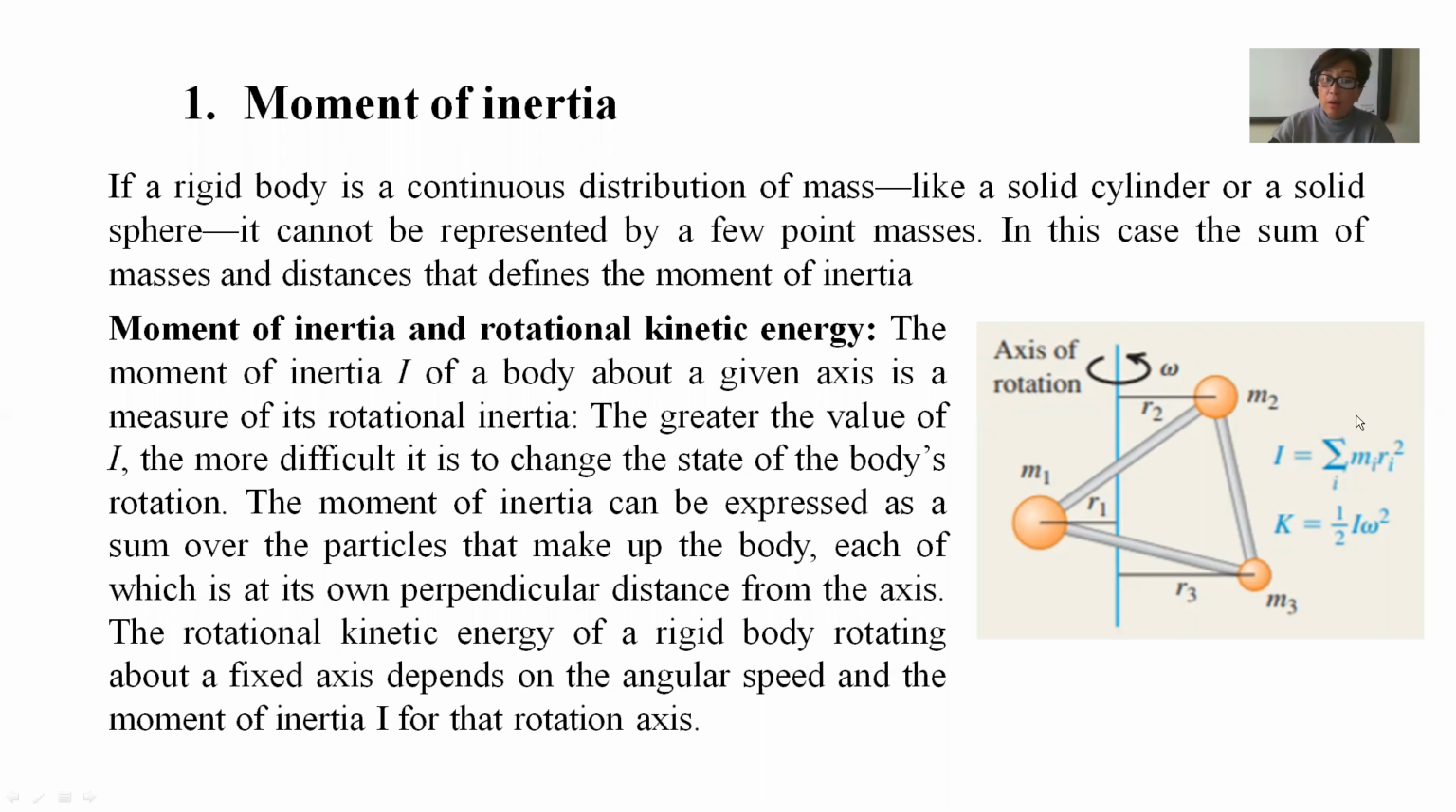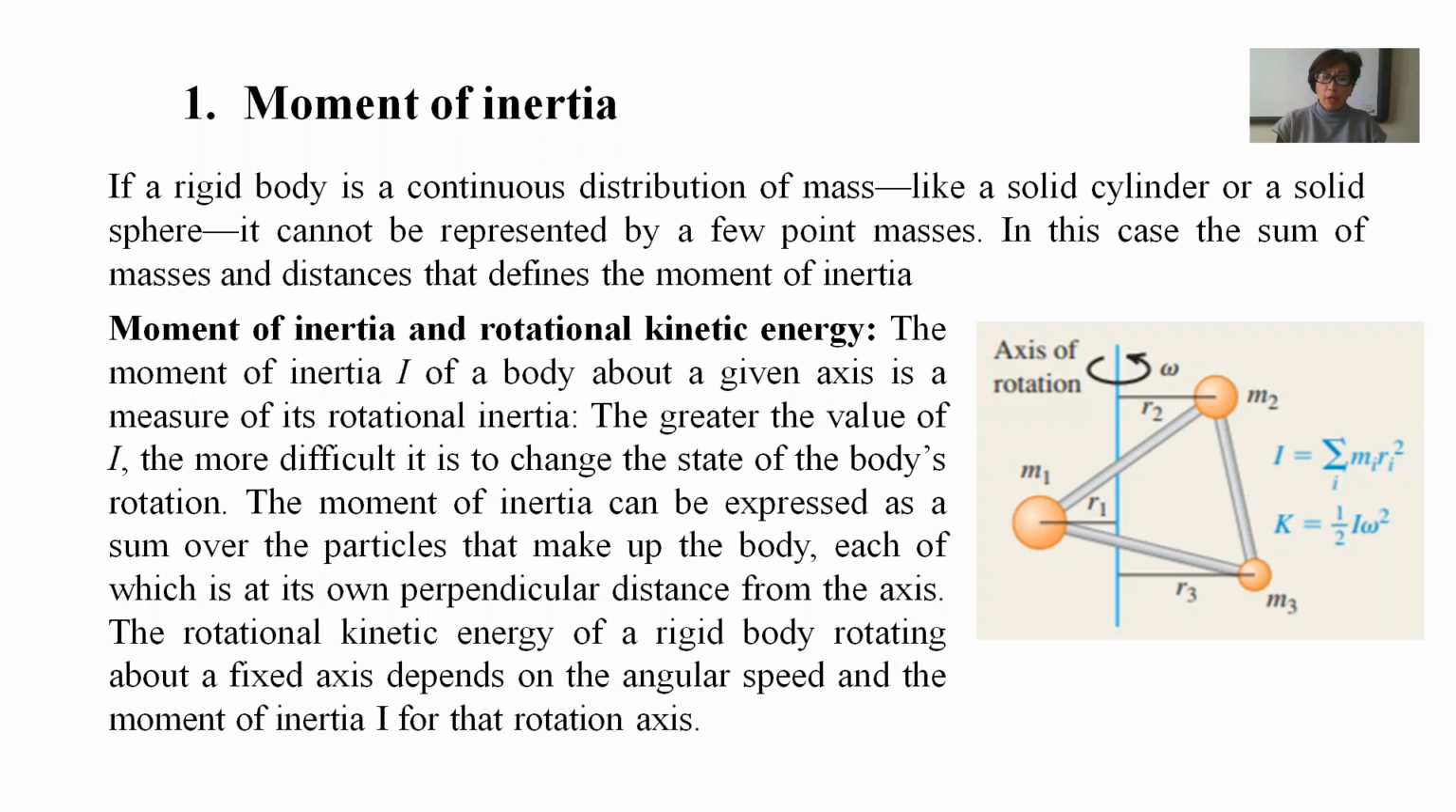Moment of inertia and rotational kinetic energy. Here, the moment of inertia I, with notation J, of a body about a given axis is a measure of its resistance to rotation. The greater the value of the moment of inertia, the more difficult it is to change the state of rotation of a body. This holds whether the body is a disc, sphere or cylinder, etc.